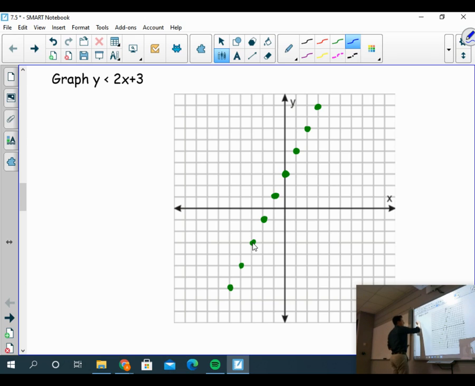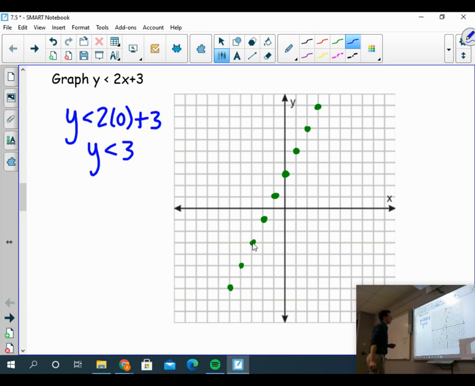Now, if we take a random x value, let's say we take 0, when x is 0, what our inequality would say, and you saw this some in the Khan Academy video, is that y needs to be less than 3. When x is 0, y needs to be less than 3. Any y value less than 3 will satisfy that inequality.